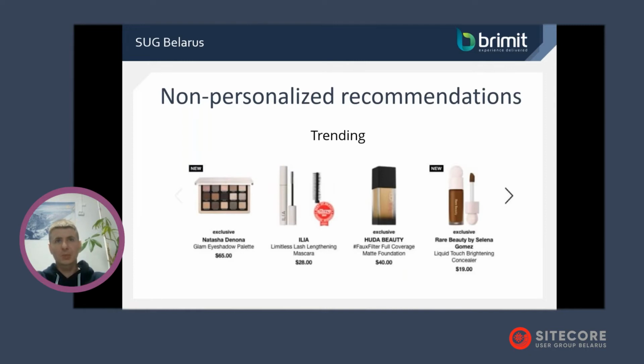And the second non-personalized recommendation is trending products. It's very similar to bestsellers with only one difference: trending recommendations are a combination of high recent sales and high recent product views. So for implementation of this type of recommendation, you also need to take into account product page views.